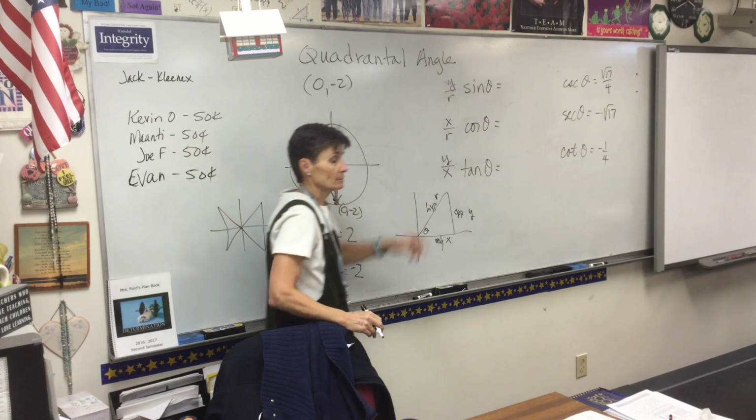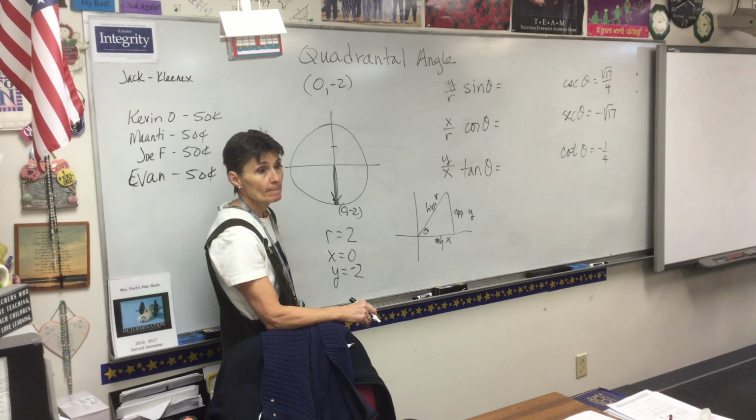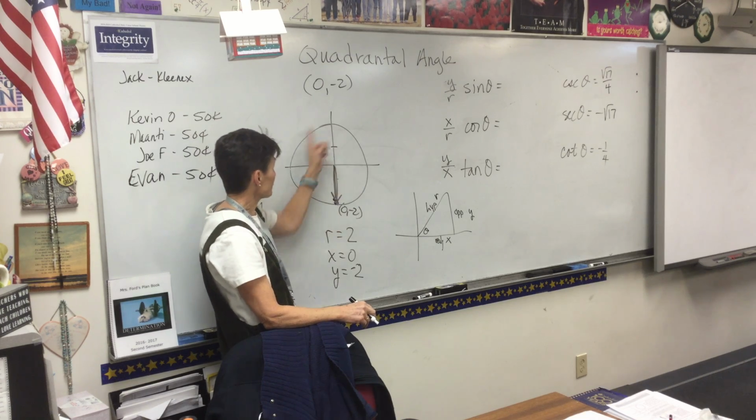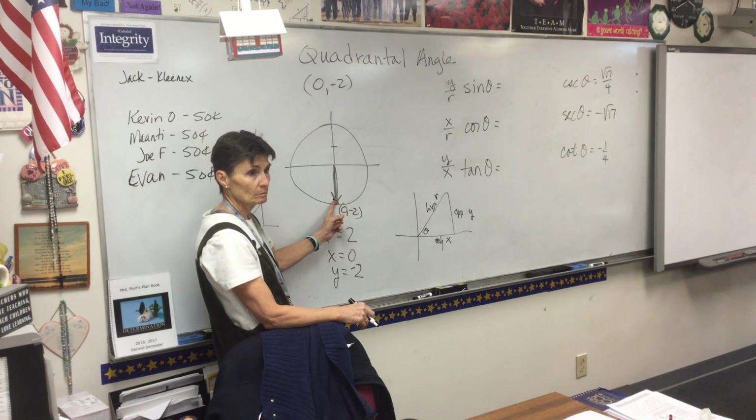Wait. How did you get 2 for r again? That point, (0, -2). If I draw a circle through that point, the radius has to be 2. It's down 2. So the radius is 2.